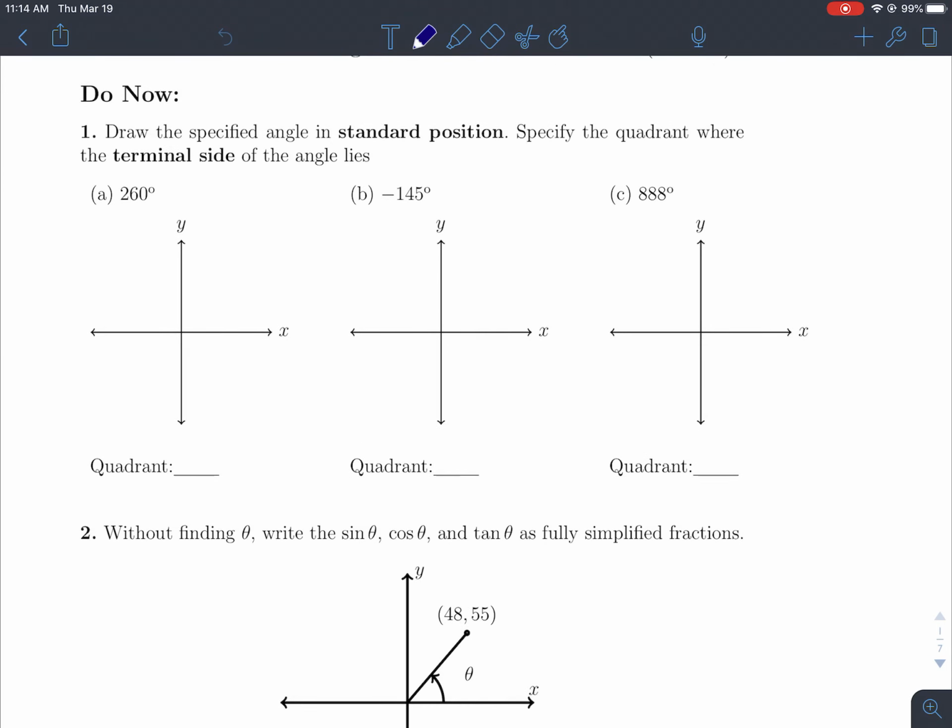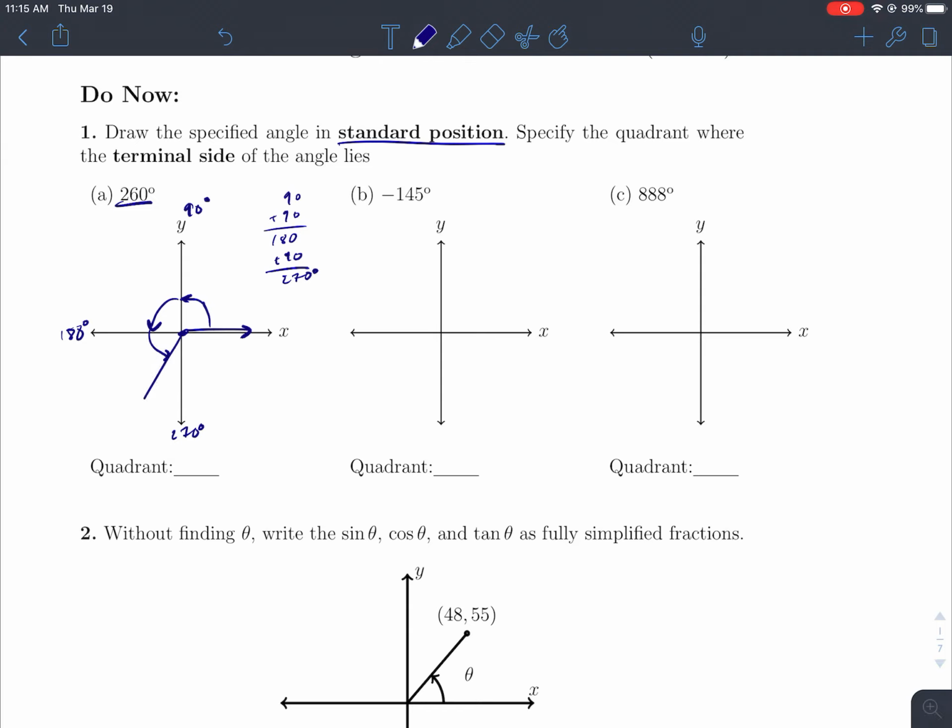Okay, cool. So taking a look at the do now together, we've got 3 angles that we need to graph in standard position. And so standard position always starts with the starting side of the angle on the x-axis, and it opens counterclockwise. So we're going to open counterclockwise here. That would be 90 degrees, but we want to get 260, so we've got to go a bit further. 90 more would be 180 degrees. 90 more would be 270 degrees.